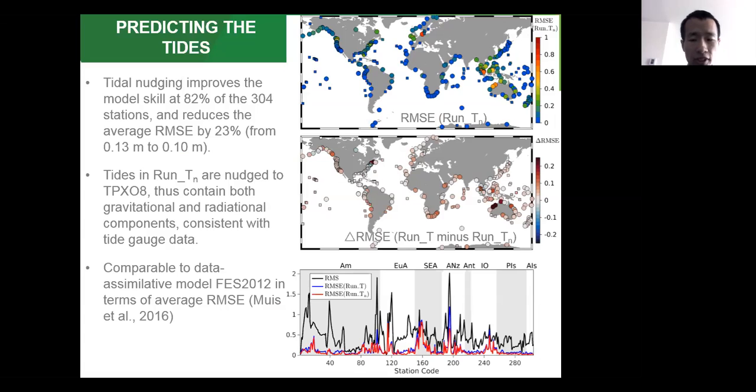We also note that the tides in run 10 are nudged to TPXO8. It thus contains both gravitational and radiational components, and this is consistent with the tidal gauge data. And finally, we found that the model performance is comparable to the data assimilation model FES2012 used by Moisan in terms of the average RMSE.